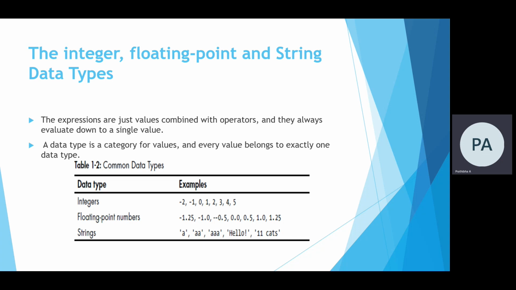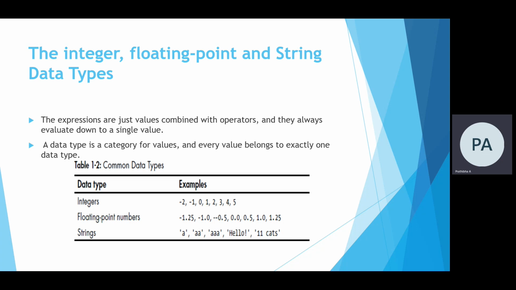Here we have a category called data types. A data type has a set of values, and each value belongs to exactly one data type. There are many data types. Data types and examples are also seen in other programming languages, and the same applies in Python: we have integer, floating point, and string data types. You can see the examples here.